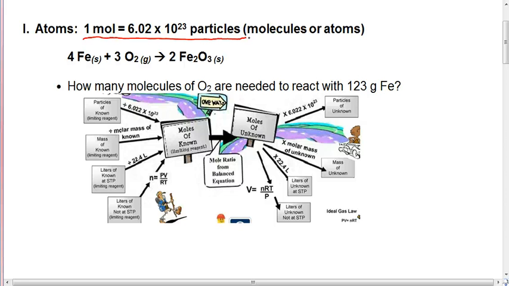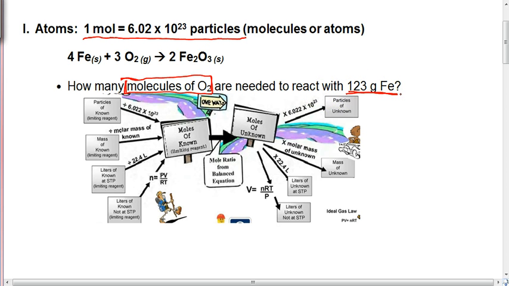So to try this out, we're going to consider this equation. We're going to use this one all day today. This is our one equation we're going to use. And the question I have for you using atoms is this. How many molecules of O2 are needed to react with 123 grams of iron? I like to box in the thing that I'm looking for and underline the thing that I'm starting with.